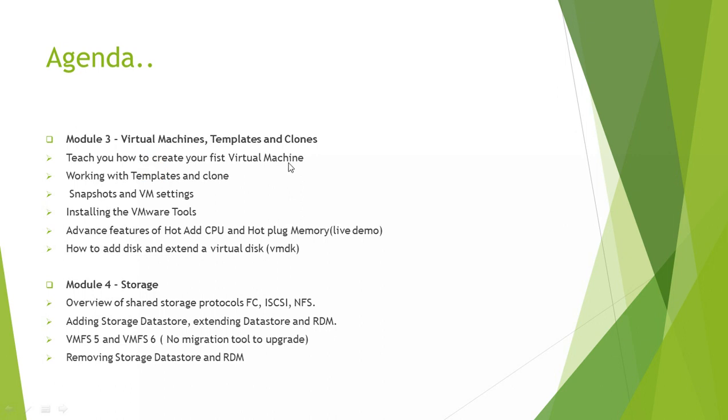Then we'll look into module 3, which will be virtual machines, templates and clones. I'll teach you how to create your first ever virtual machine. We'll work with templates and clones, snapshots, and VM settings, to edit the settings, increase CPU and decrease it and stuff like that. I'll show you how to install VMware Tools, which is very important for performance and managing the ESX host. Then we'll look into advanced features like CPU hot add and memory hot plug. We'll do some live demos around there.